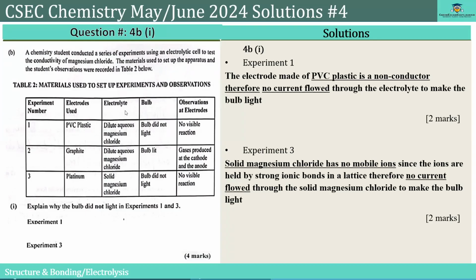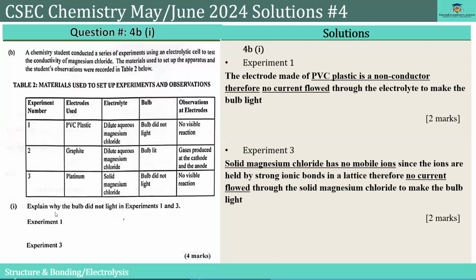The electrolytes used in Test 1 would be dilute aqueous magnesium chloride. In Test 2, it would be dilute aqueous magnesium chloride. And in Test 3, it would be solid magnesium chloride. In Test 1, the bulb did not light. Test 2, the bulb lit. And in Test 3, the bulb did not light. The observations made: no visible observation or no visible reaction for Test 1. For Test 2, gases produced at the cathode and at the anode. And Test 3, no visible reaction.